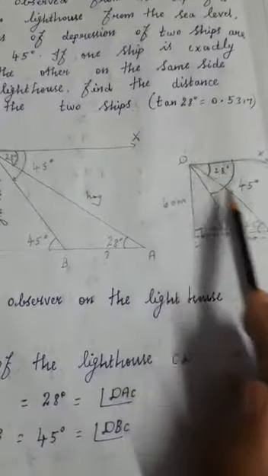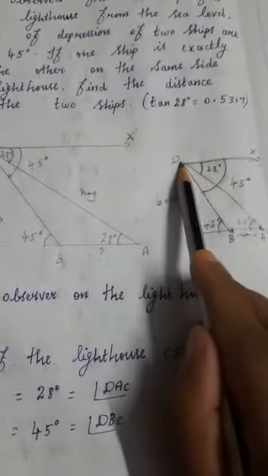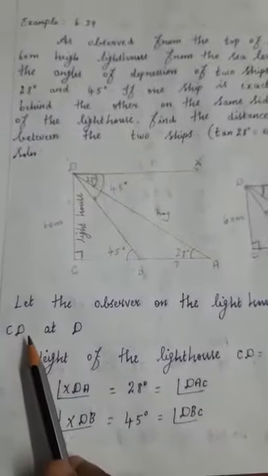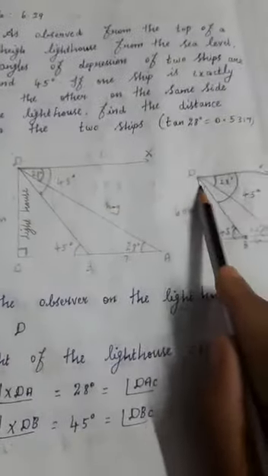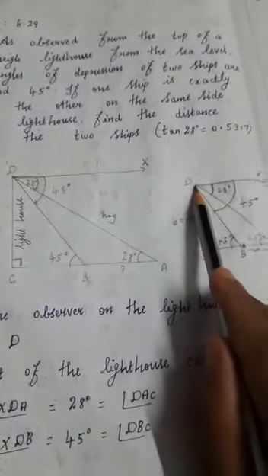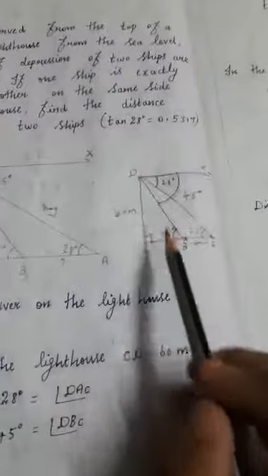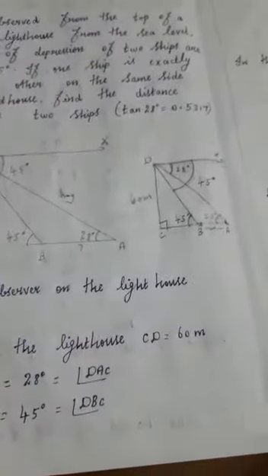From the D point only they are looking at the two ships, so that is point D. Okay, so let the observer on the lighthouse CD be at D. So this is CD, that is the lighthouse. At the D point only they are looking at the two ships. Height of the lighthouse, what they have given, CD is equal to 60 meter.